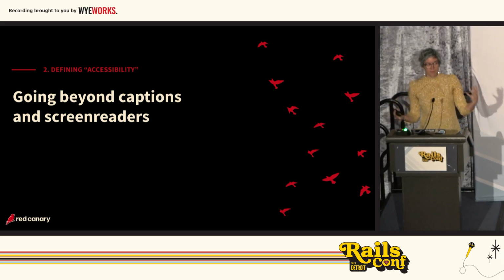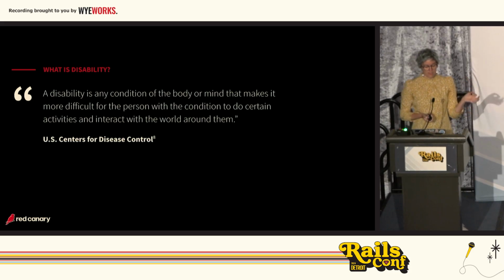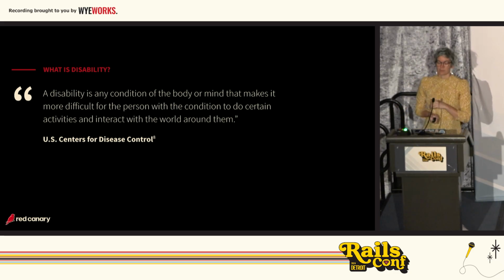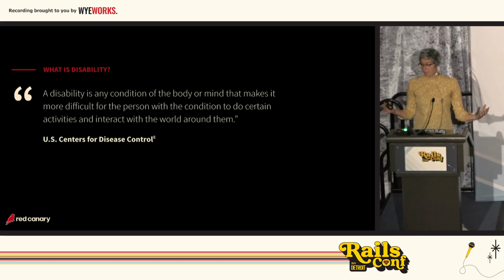So what do we mean by accessibility? We heard some of those stats about folks who have disabilities, but it really goes very far beyond that. What even is a disability, first of all? This is from the U.S. Centers for Disease Control. This is their definition of disability: a condition of the body or mind that makes it more difficult for the person with the condition to do certain activities and interact with the world around them. So this is fairly open-ended.